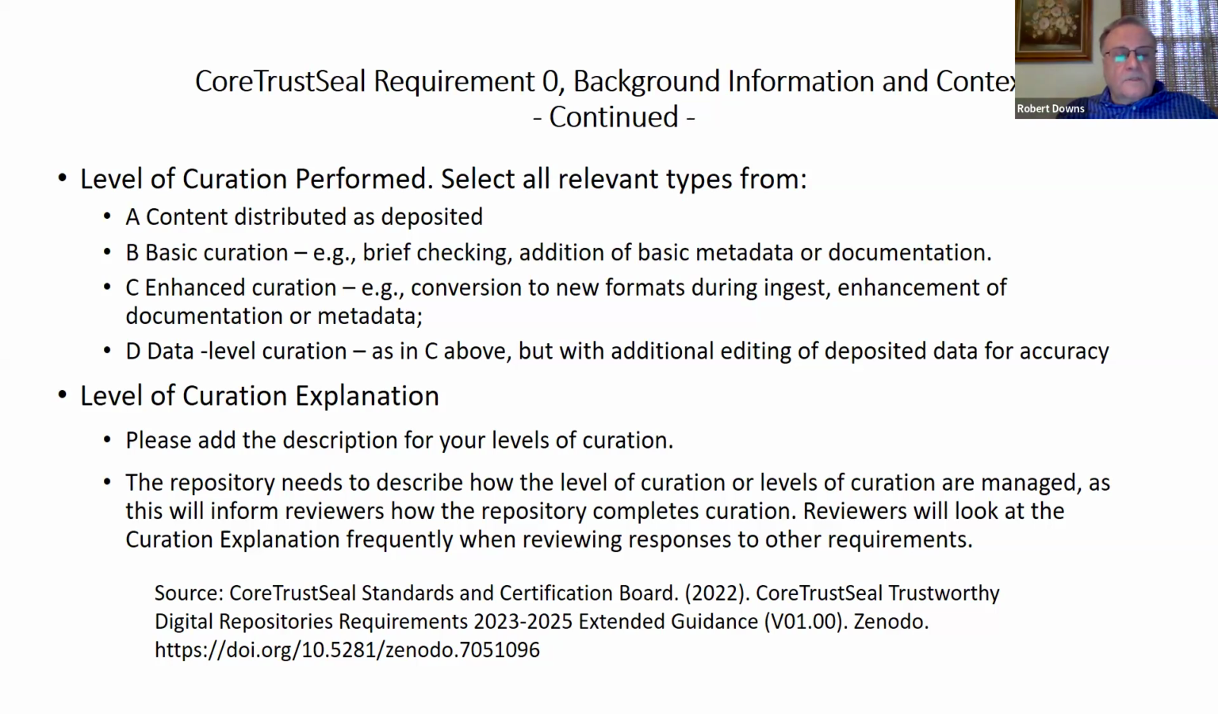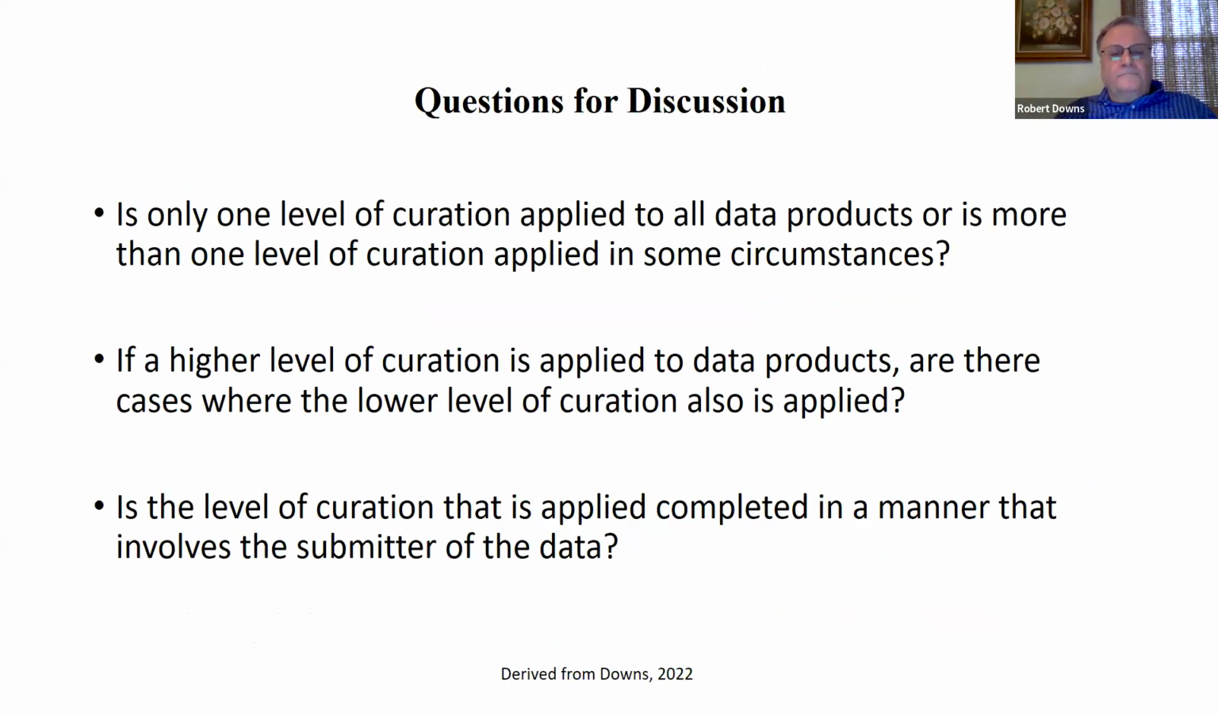And you would describe your levels of curation, the way that you're doing them, so that the reviewers will be able to understand what you mean by you're only doing basic curation, or you're only doing content distributed as deposited, etc. So here we would ask ourselves, are we only applying one level of curation? That is, maybe all data are just disseminated as they're deposited? Or are we just doing basic level curation, or are we doing these higher level curation activities as well? And we want to describe whether it's just one level or multiple levels.